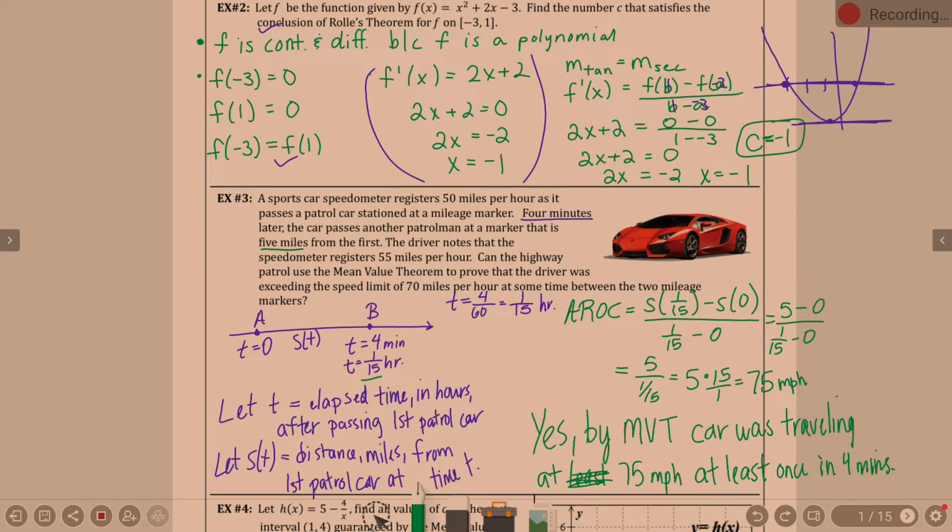Oops, I fudged the numbers a little bit. Did my math.